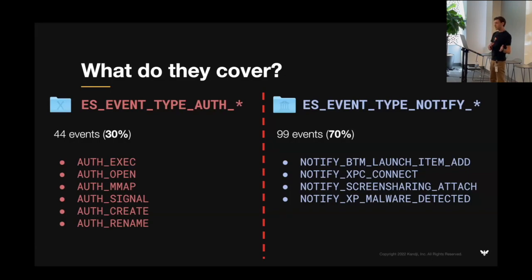That's all coming from user space. Whereas on the authorization side of it, we can actually stop system calls midway. So, exec, memory mapping, these things can all be stopped before they occur.